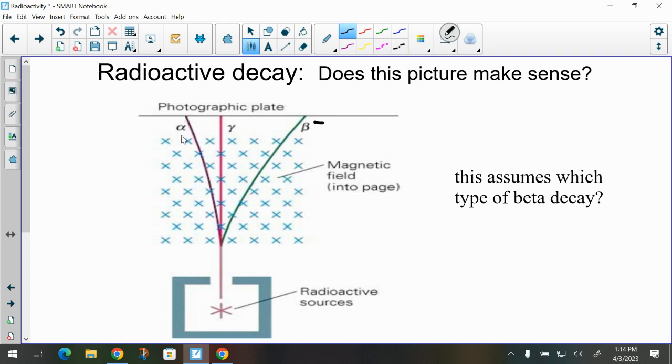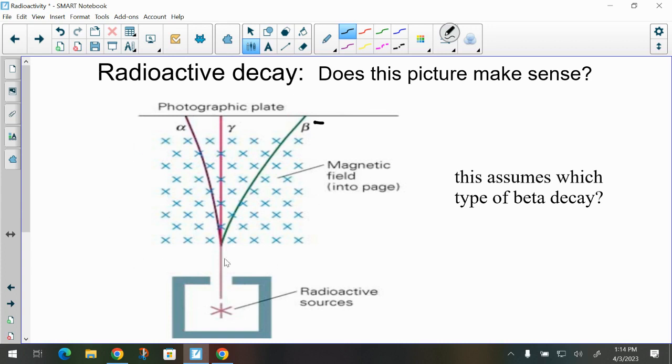And although alpha has twice the charge of the beta, the alpha has like 10,000 times the mass. It's got 4 nucleons, and this one has none. So the mass of this particle is huge. So it's like a truck going around a corner. It's harder to turn. This particle turns really quickly.